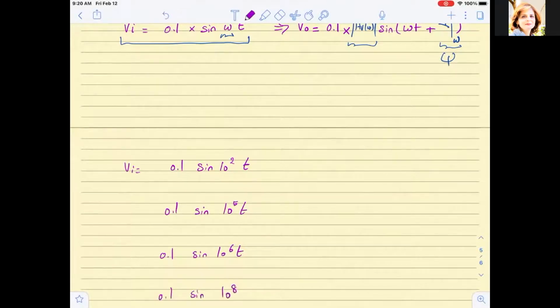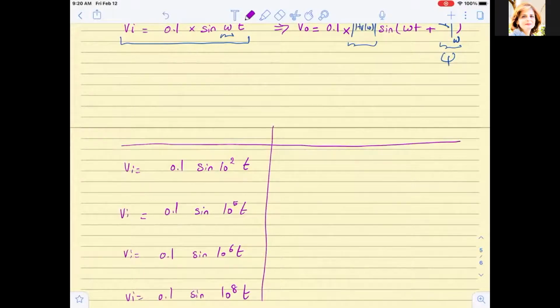So I have different input signals. Each time I'm inputting a different input signal, and my objective is to really find VO, what it is going to be equal to. So in this scenario, first I need to find what would be the gain in amplitude, and I need to find the phase of AV.